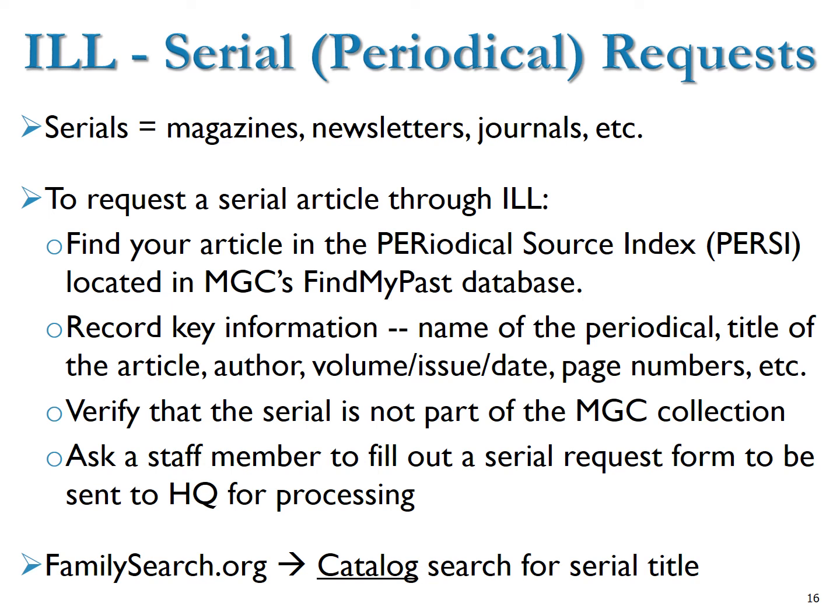To submit a copy request for articles of interest, copy down the key information such as article title, author, publication, volume and issue numbers, date, pages, etc., and then ask a library staff member to assist you in submitting an ILL copy or serial request form. Once completed, these forms are forwarded to the Mid-Continent Public Library ILL department, and when filled, headquarters will send the article directly to you. Note, this process can take some time, perhaps even weeks.